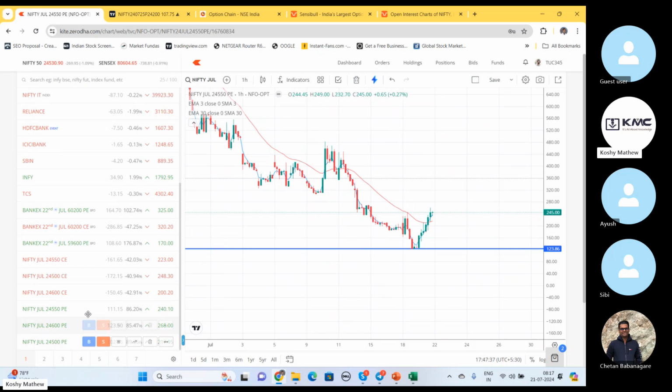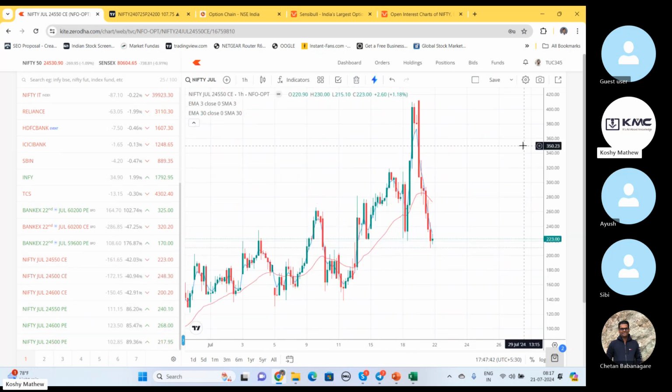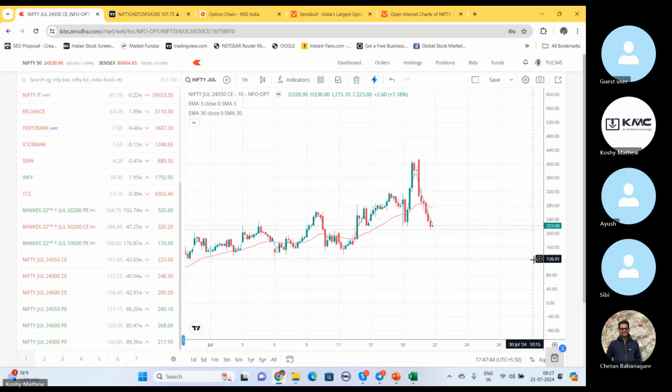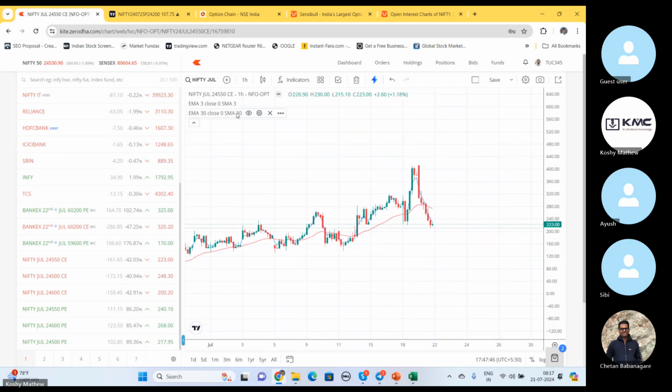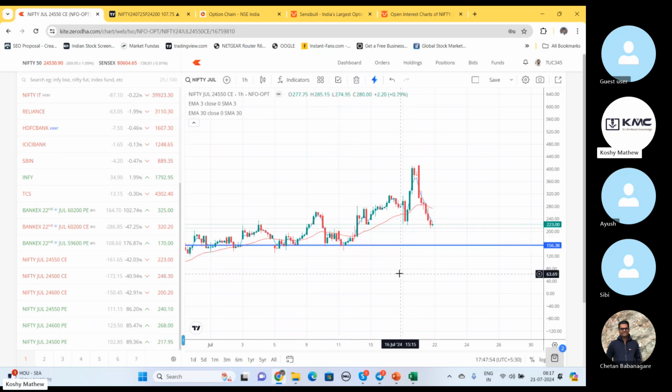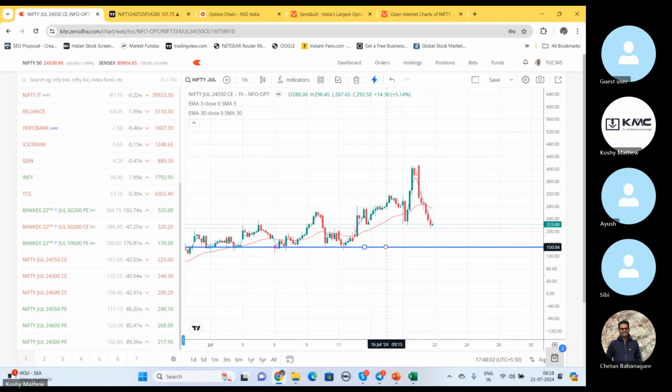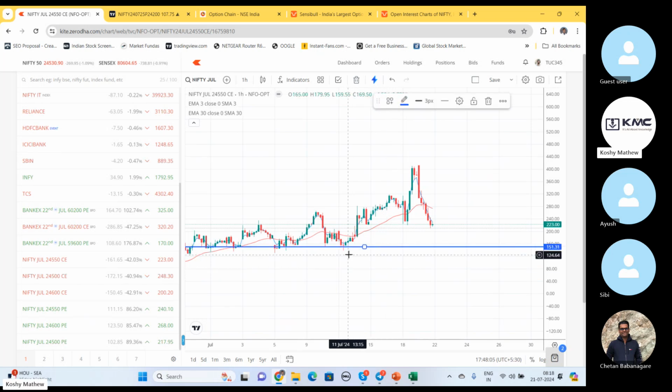You take another strike, the 24,550 call. I'm talking about the 1 hour candle. Look here. 1, 2, 3, 4. How many bases did it make? It was not going below 155. It was holding on to 155. That means big money, smart money people don't want this premium to go below this. Otherwise, it easily could have hit, no?